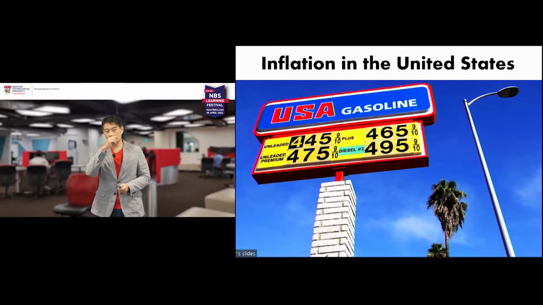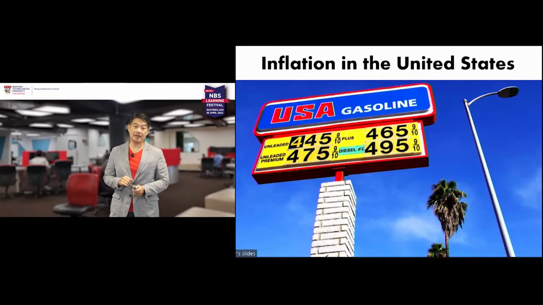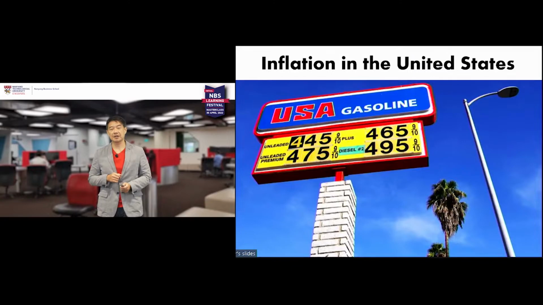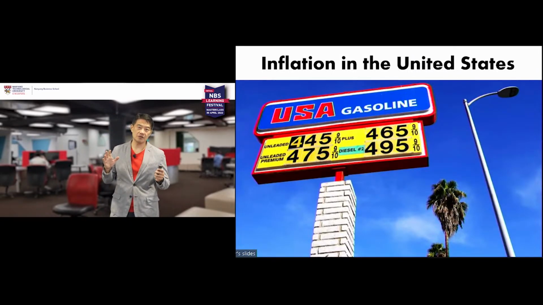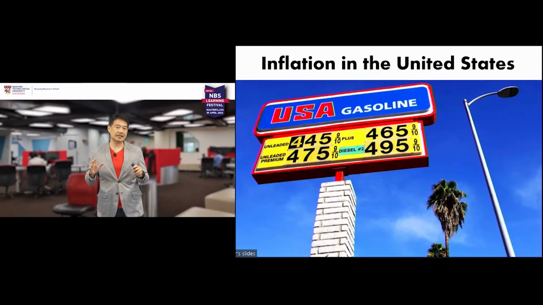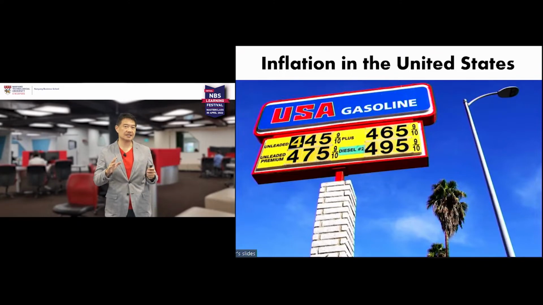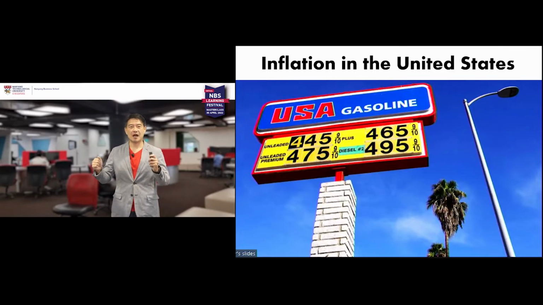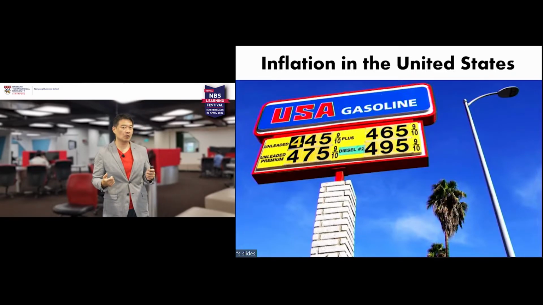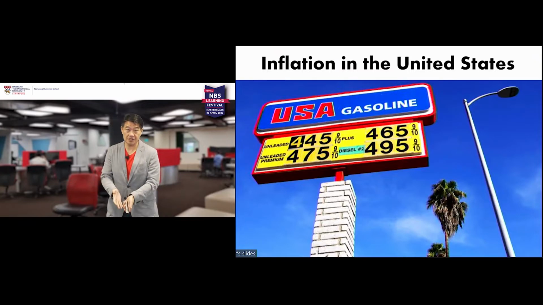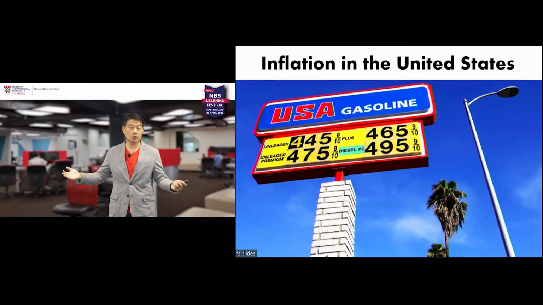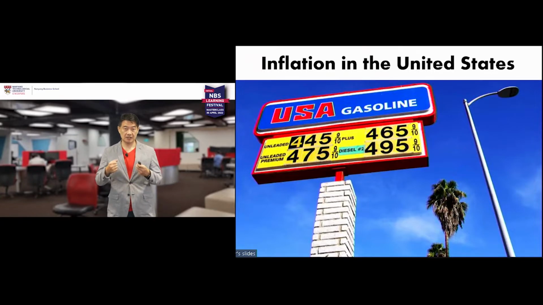Okay, so I want to talk about the US. If you look at this particular picture here, unleaded at $4.45 US a gallon. That is near a historical high as far as gasoline prices are concerned. So if you think about living in the United States, driving around, you will be paying a lot more. We're facing the same problem here in Singapore and practically around the world because of rising oil prices. Gasoline prices have also gone up as a result.